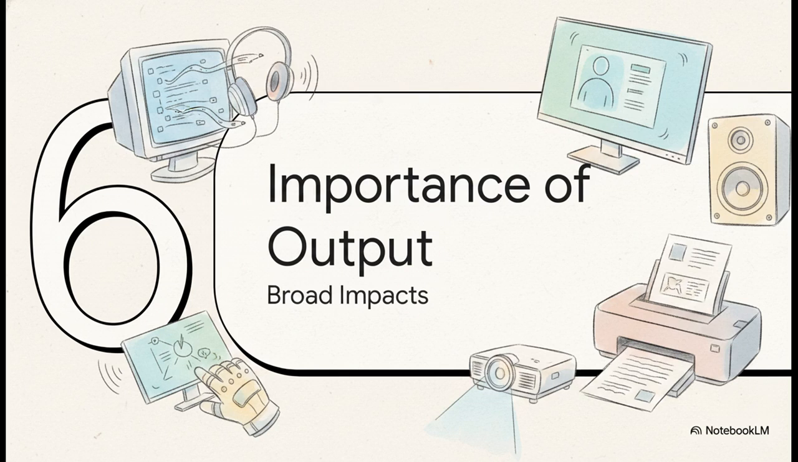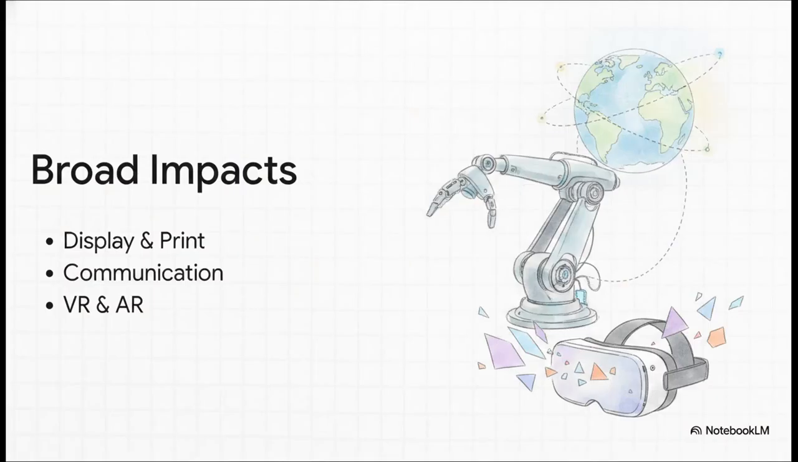Let's pull this all together in Section 6, the importance of output devices. To summarize our journey today, these output translators do far more than just show us text on a screen. They automate factories, enable global communication, and even power entire virtual realities. It is super clear that output devices are the true communicators of the digital age.